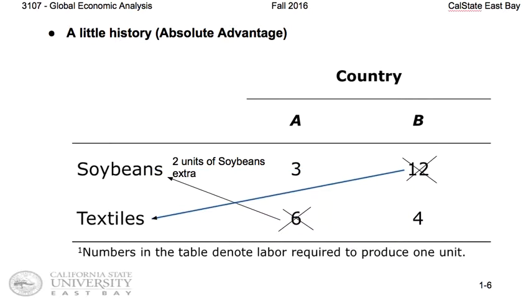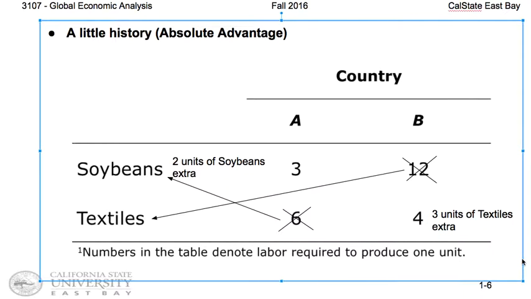Great, but then if we have 12 hours of work available in country B that can be allocated to textiles, and textiles take 4 hours to get done, we have 3 units of textiles extra that are now available. So this should explain how we can achieve gains from specialization, and the following slide summarizes the result of these gains.